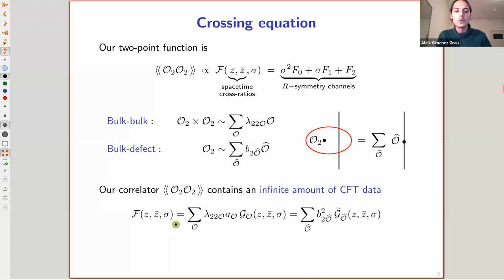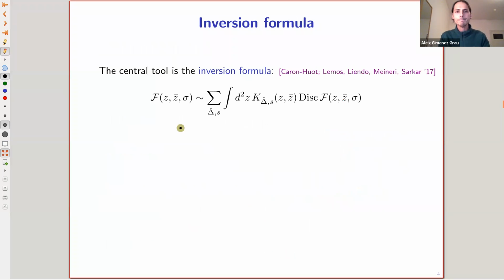Now, what we are going to do today is to reverse the logic and to actually impose that the correlator is consistent with these 2 expansions and use this consistency condition to fix the full result. And in order to do this, in order to impose this consistency, what we are going to use is the inversion formula.